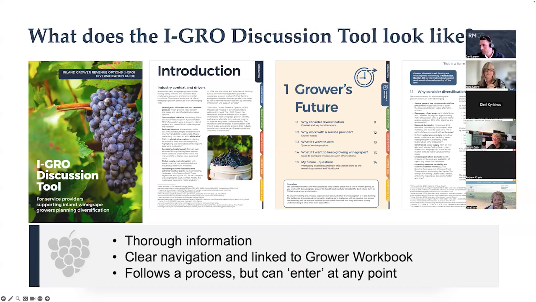So it's thorough. We've been really particular about navigation. You can see in the page that says Grower's Future, there are tabs down the side there. So you can click on those tabs. You will always be able to find where you are in the document and click yourself back to where you need to be. And there are very clear signposts between this document, the discussion tool for service providers, and the grower workbook that your grower will be using to respond to all of their tasks. I'll talk a bit more about this in a moment, but you can enter at any point. Obviously, it'd be great if you start at the beginning, but we'll talk about that in a minute.